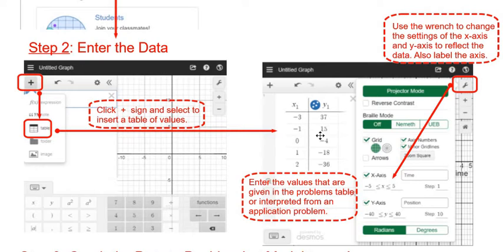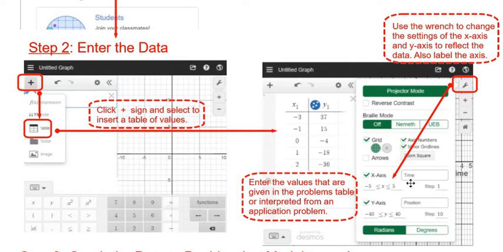So once you type in your data that you've gotten from your problem, you use the wrench and you come down to the x-axis and you type in, for instance, in here I have -3 to 2. So I typed in Desmos, let's go from -5 to 5, because that is a window that will encompass all these numbers. And on the y-axis, I went from -40 to 40, because you can see I'm going from like -36 to 37. So I look at the domain and the range, and I made a window that would incorporate those.